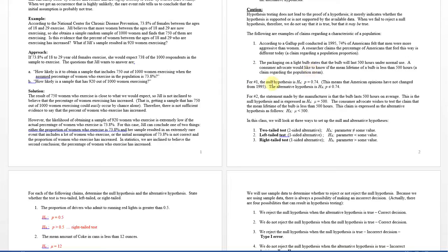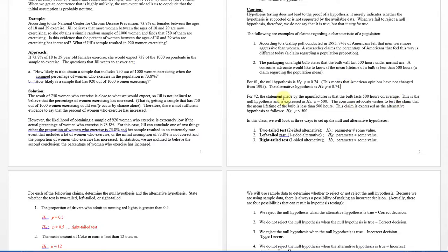So for number one, the null hypothesis we'd be looking at is our proportion is 74%, because that's what we claim. An alternative would be a not equal to. So how you recognize a not equal to is when you see the word different. That's a big indicator that it's going to be a not equal to, or differs from, or is not the same.